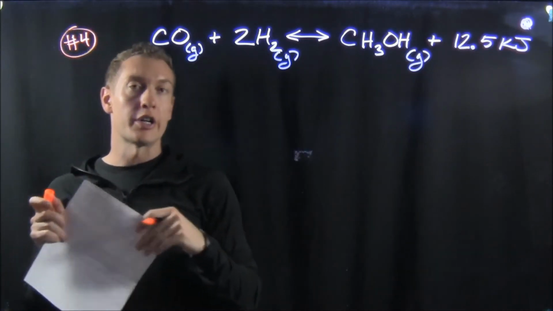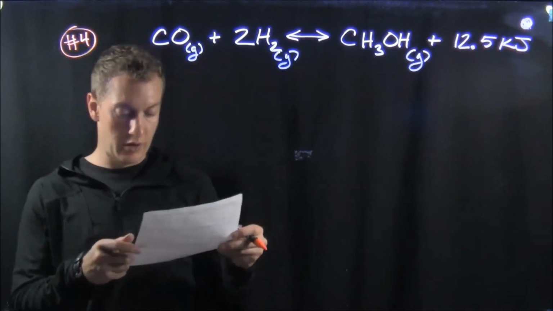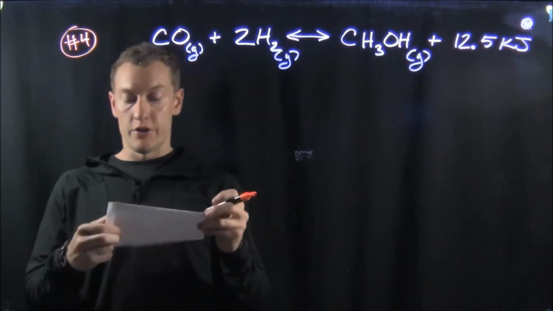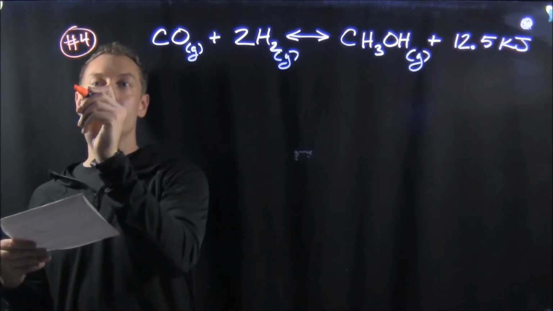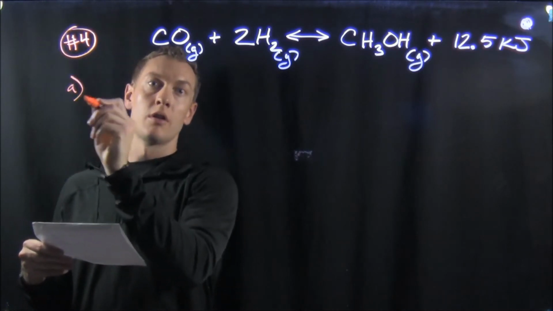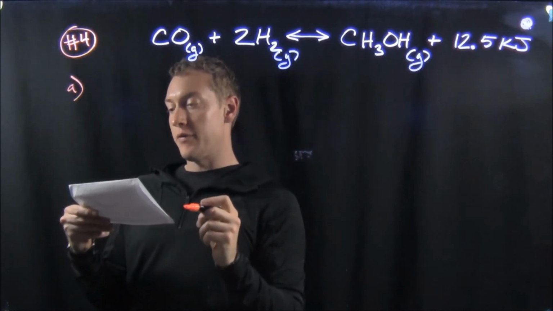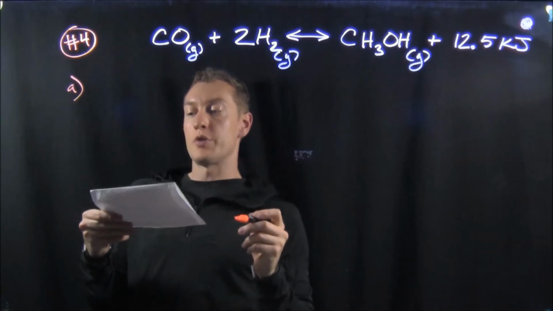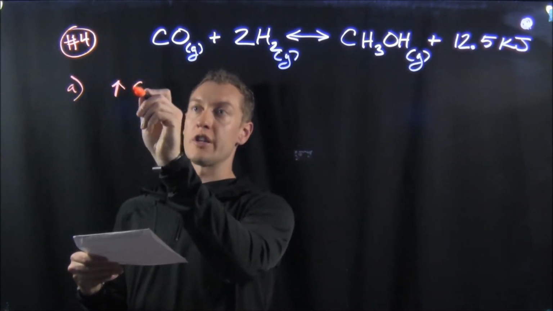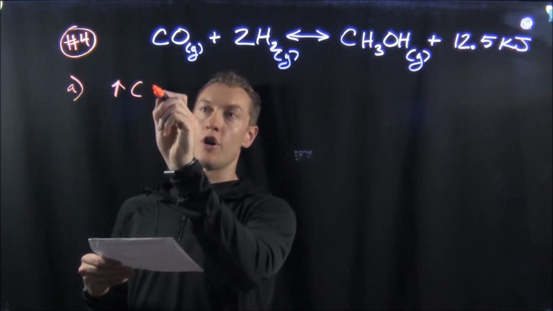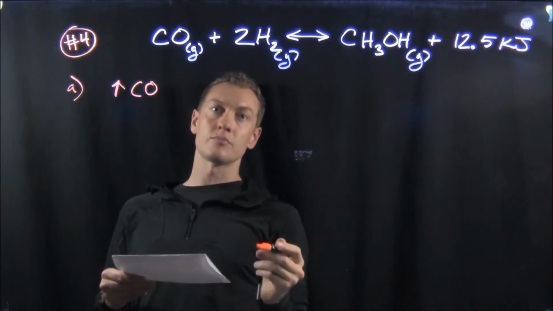Number 4 on the lecture examples. And there's 6 parts to this. Question A wants to know which way will the equilibrium shift if carbon monoxide is added? So we are increasing the concentration of carbon monoxide.